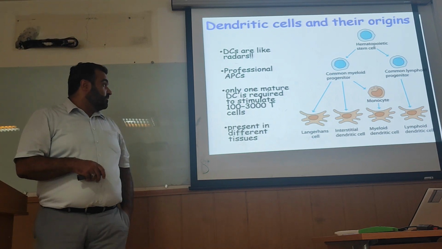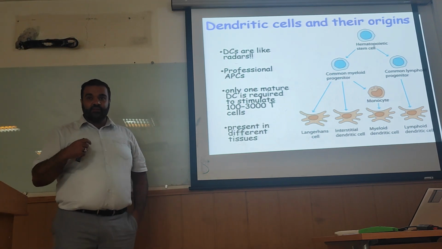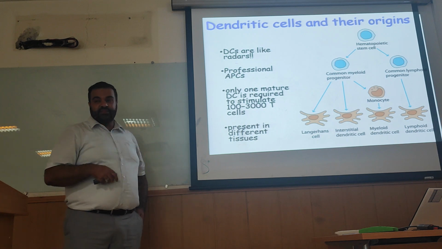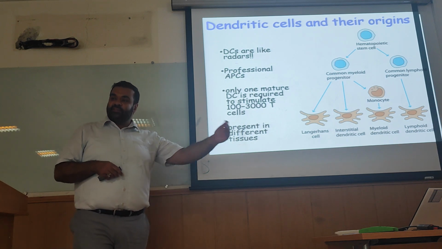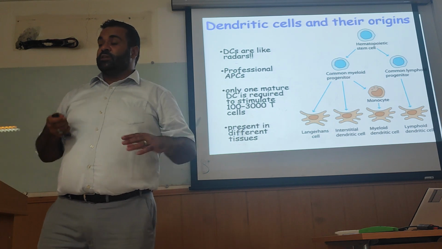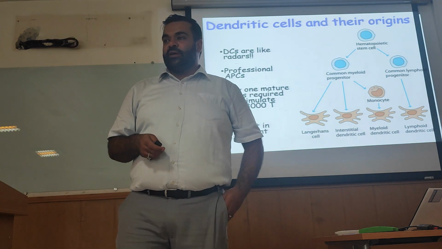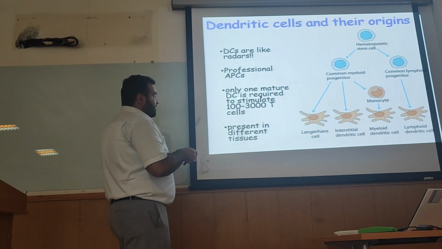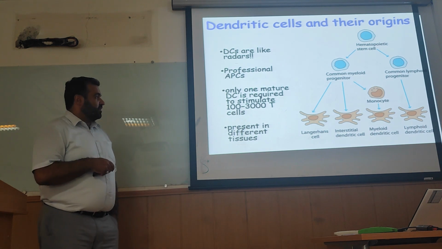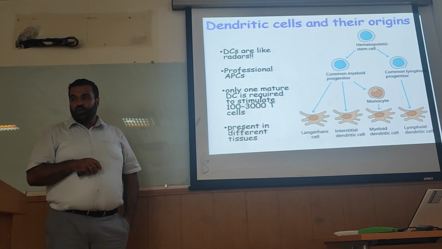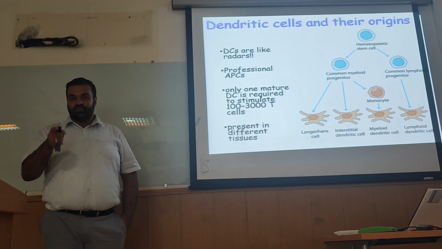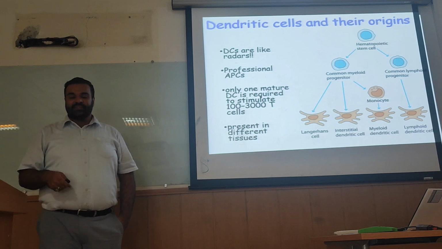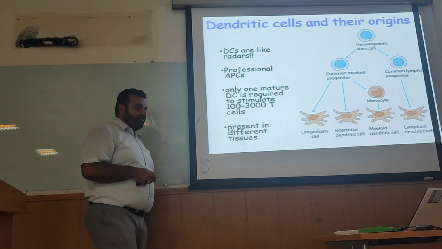And once they get the signal, they become antigen presenting cells themselves. They go and activate the immune system. It's not just, oh, there's a signal. They go and take the signal to the right location as well, and give the right order. And one mature dendritic cell can activate around 100 to 3,000 T cells. One single dendritic cell can activate that number of T cells.